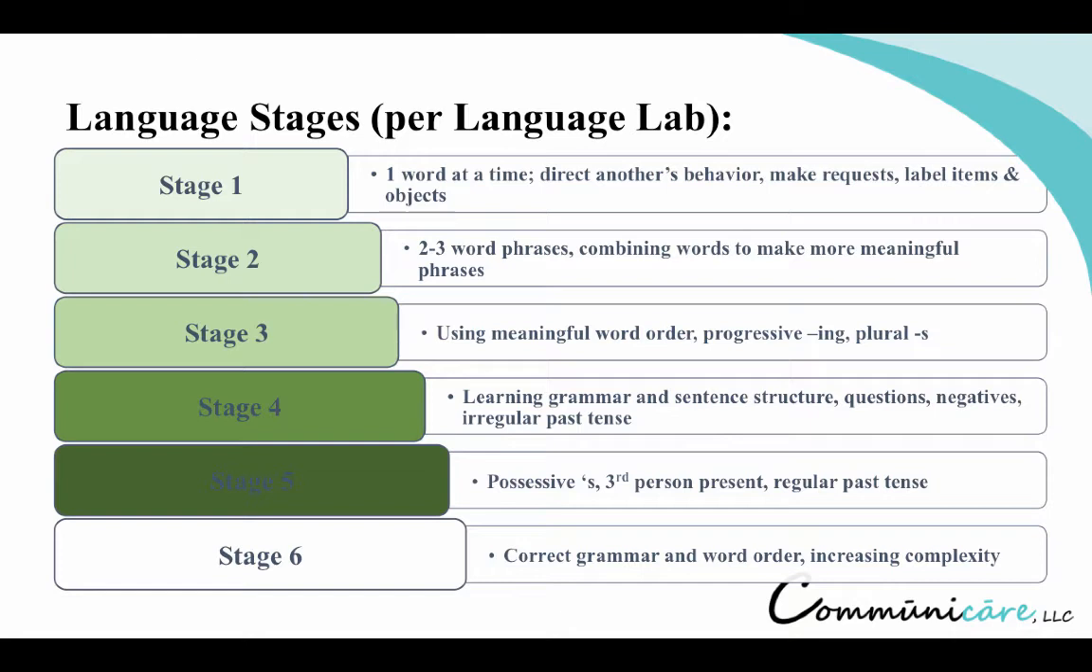Stage 3, we see more meaningful and refined word order, as well as the introduction of progressive ing and plural s. At stage 4, an individual is really learning grammar and sentence structure and developing different questions and negatives, as well as irregular past tense. In stage 5, we see possessive s, third person present, regular past tense, so very similar to Roger Brown's stages. In stage 6, we have basically correct grammar and word order and increasing complexity, and some sophisticated output using a speech generating device or AAC system.